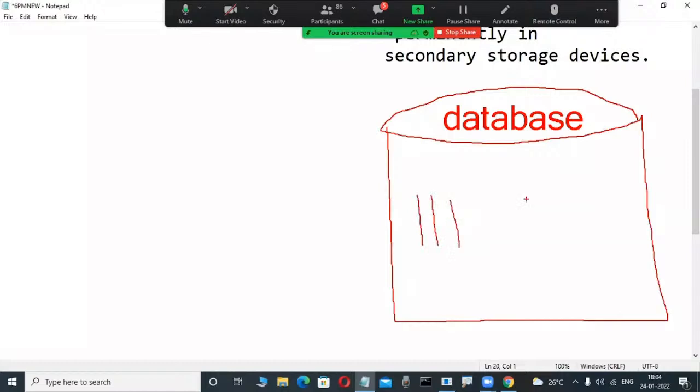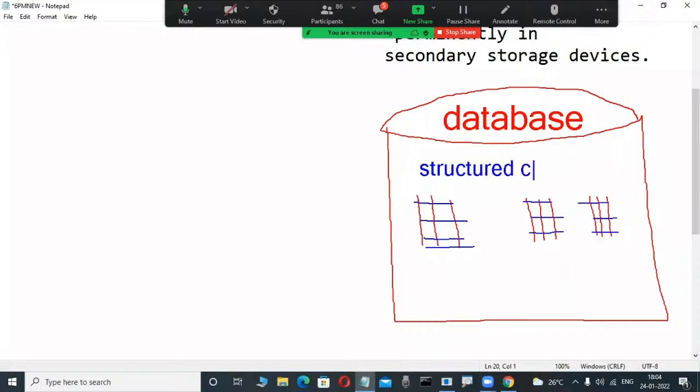Why? Because these databases are based on the relational data model concept. Today, I will tell you. Based on that only, they implement these products. These are called relational databases. A structured collection of data is there. This is what I told in the previous class. Always these databases store a structured collection of data, in an organized fashion.